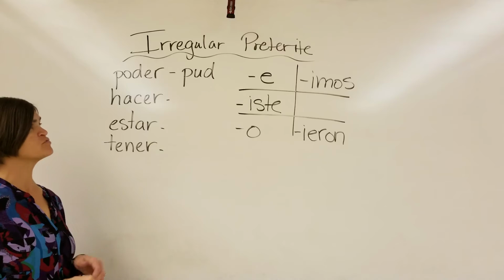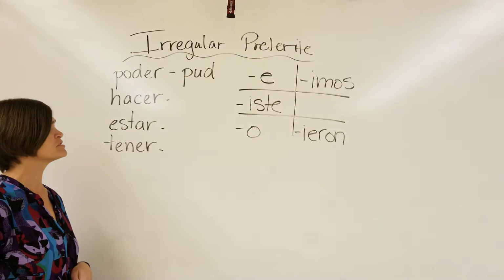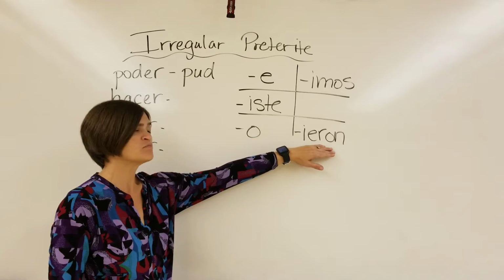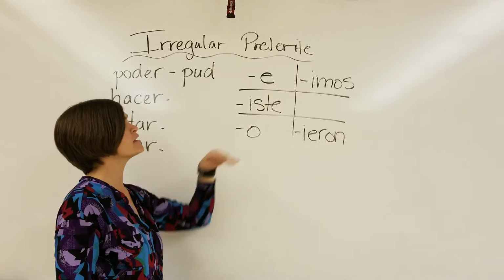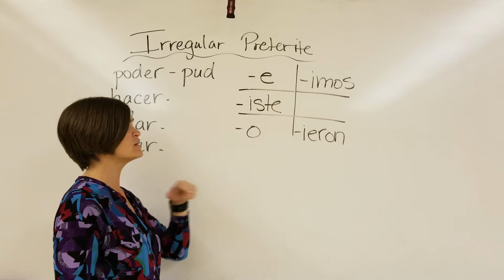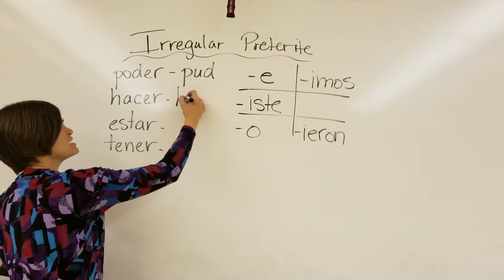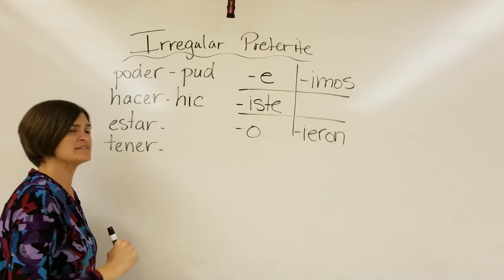So for poder, which means could or can, to be able to, you add the ending and say they could, pudieron. Or if I could, pude. We could would be pudimos. The stemmy for hacer was hic.